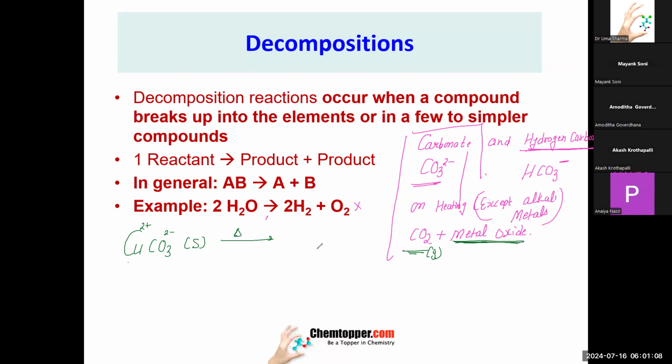So what's the answer? Yes or no? Yeah. What's the answer? Mayank, perfect. Very good. This is solid. Metal oxide is solid. All metal oxides, all ionic compounds are. Remember this line? All ionic compounds are. I gave you this line earlier also. Amodita, all ionic compounds are.